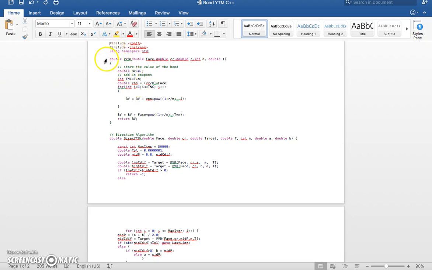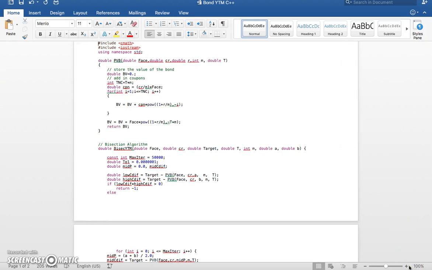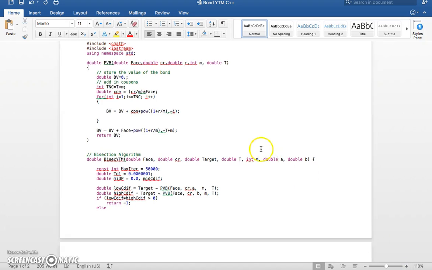The code is broken up into a couple of parts, but we could make this just a little bit bigger to get some sense of what's going on. So we include the libraries iostream and cmath, which has functions for power and so on. And then we first of all have a function. There are 2 main sections here. The first set of commands are designed to basically estimate the value of a bond.